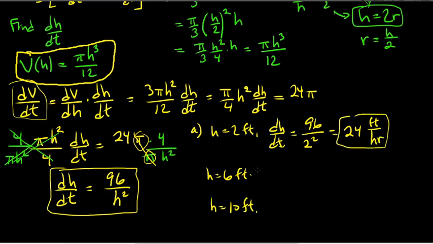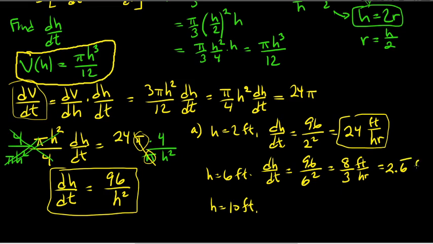That's right. And now if h is 6, we get 96 divided by 6 squared. So 96 divided by 36. Calculator. 2 2/3, right? So that's 8 over 3 feet per hour. Or if you just want to say 2.6 repeating feet per hour, that's fine too. I prefer the 8 over 3, but you know me, I'm not picky about that.